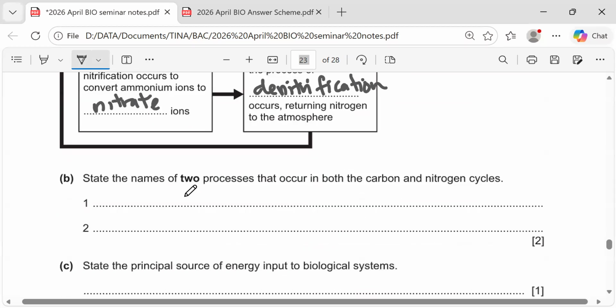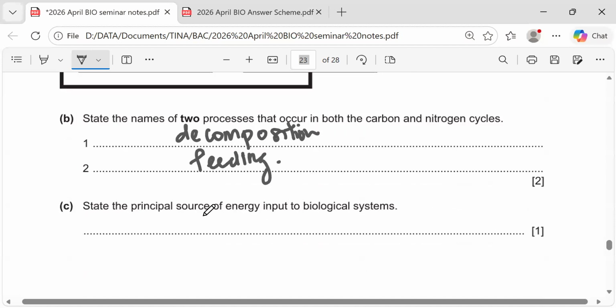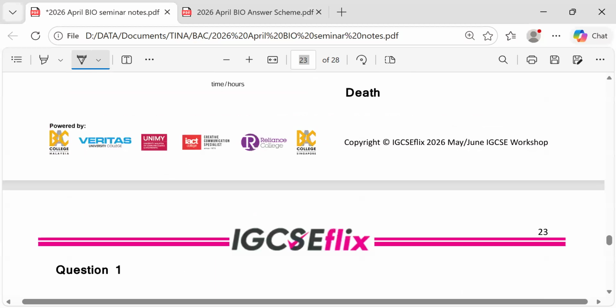Both carbon. If you write respiration, I'm going to start from the front. Decomposition and feeding. The plants eating. See the principal source of energy. You don't know this also? The sun. Okay, this one you say you know, but how do you get 6 marks?